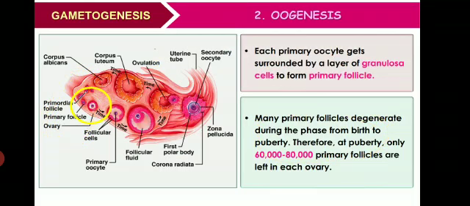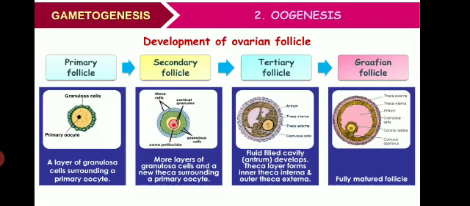Actually millions of follicles develop, but from birth until puberty is attained, all these millions of follicles keep degenerating. Finally, how many remain in the ovary? Only 60,000 to 80,000 primary follicles will be left. So these 60,000 to 80,000 primary follicles will enter into the next stage of oogenesis. So you find a very clear development of the primary follicle.